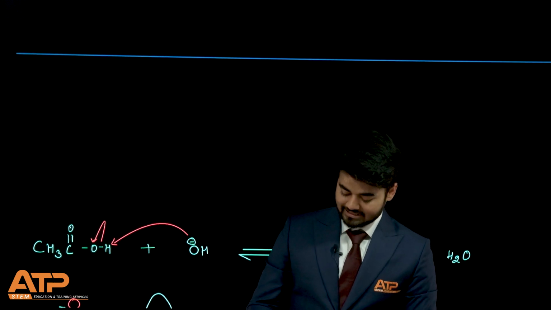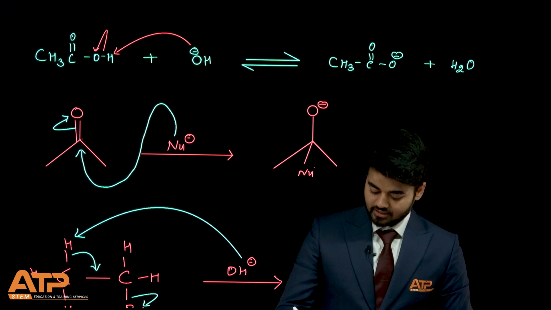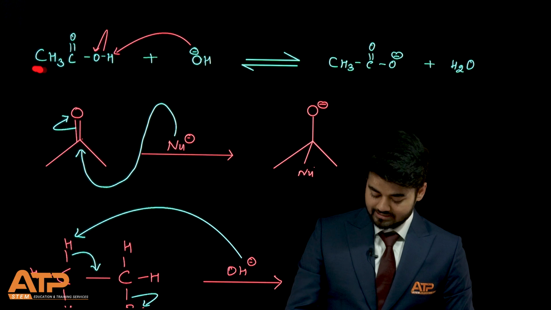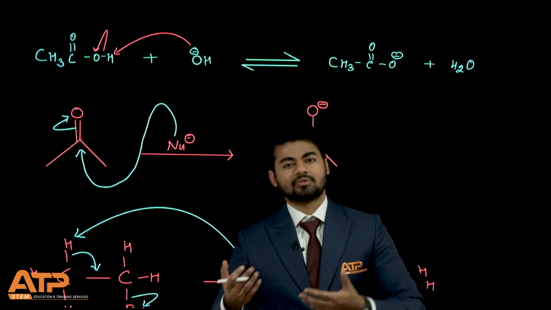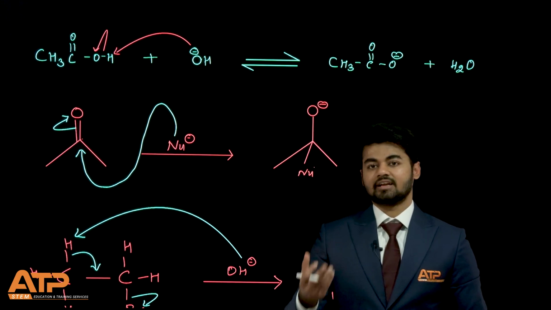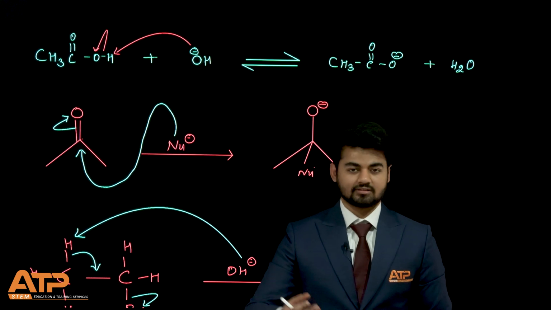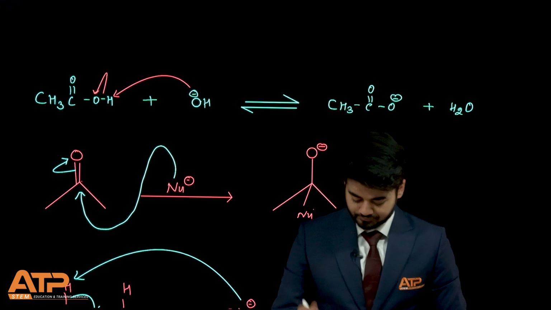This is an acid-base reaction I have taken. The species I have is ethanoic acid reacting with OH minus. This OH minus might be from KOH or NaOH. So basically this is an acid-base reaction: acetic acid reacting with OH minus, maybe from NaOH, KOH, calcium hydroxide, whatever.